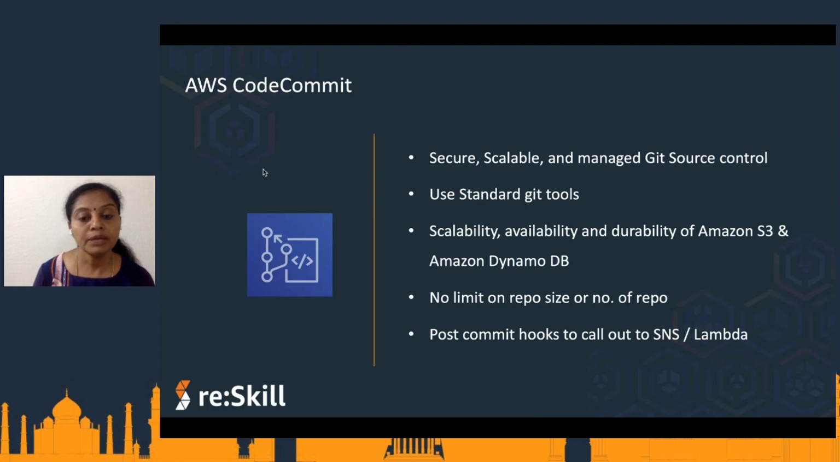Okay, so you can have post-commit hooks to call out SNS and Lambda, and also remember you can enable notifications to be sent to the committers when a commit is sent to a specific branch.